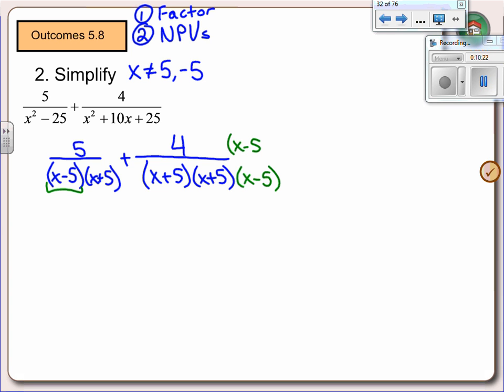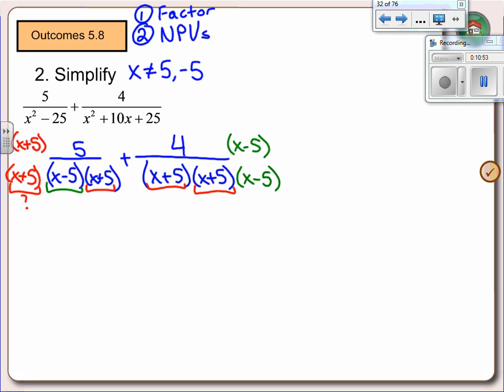We then look over, and we see we have an x plus 5. But you'll notice that the second fraction has a second x plus 5, which means this one should also have a second x plus 5. So we need to put in x plus 5, x plus 5. You need to have the exact same things on the bottom of both fractions and the same number of the same things.